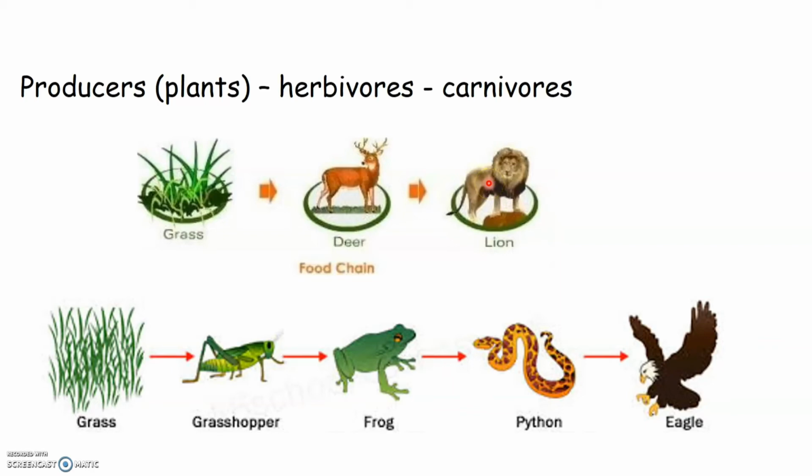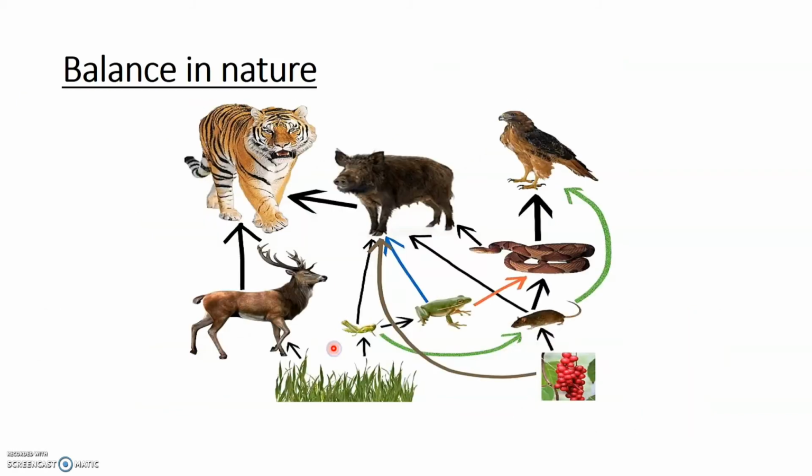Now, can you think of what happens if any one of these animals or plants is not there in the food chain? If any one organism is missing in the food chain, it will affect the balance of nature. So in a food chain, all these organisms are linked to each other. Therefore, if any one plant or animal dies in this food chain, then it will affect the entire balance of nature.